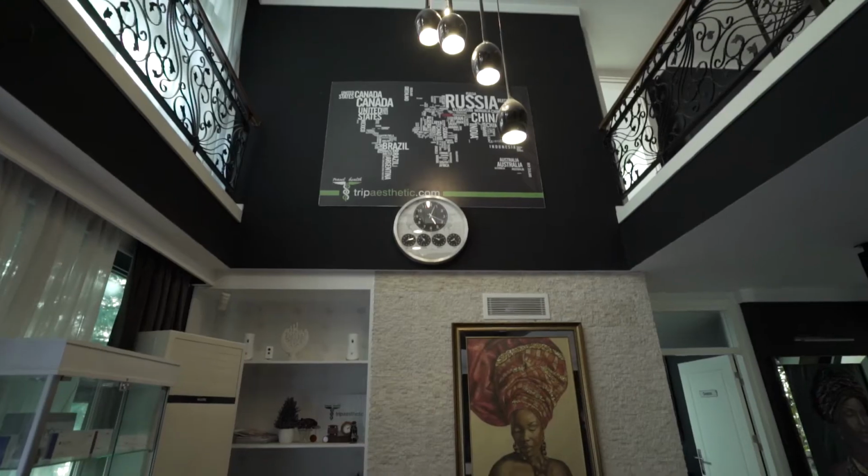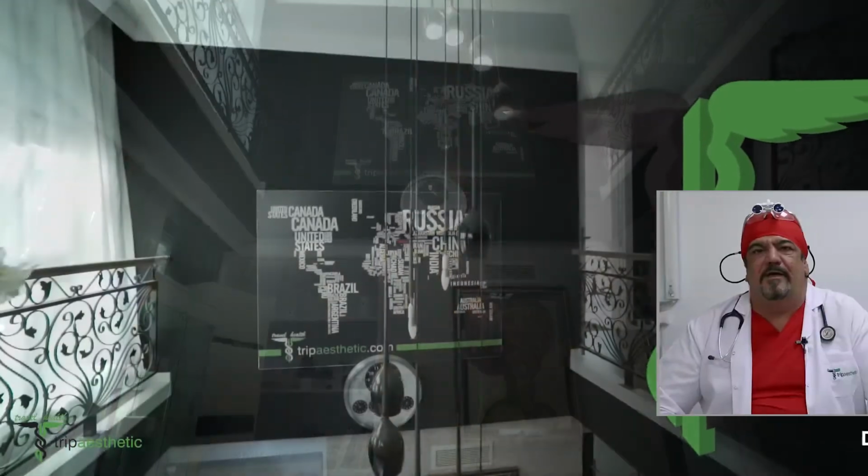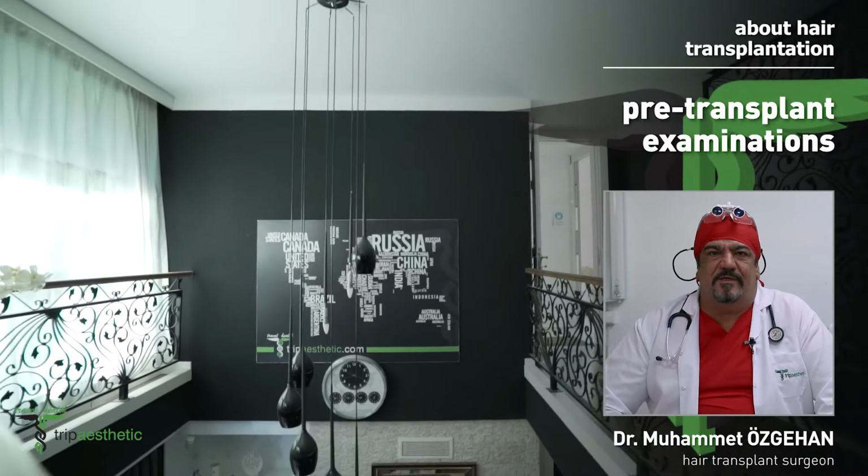In the pre-transplant examinations, bleeding, coagulation time, infection checks such as hepatitis, HCV, HIV, hemoglobin A1C, and thyroid tests are performed. In addition, an ECG is taken from the patient.